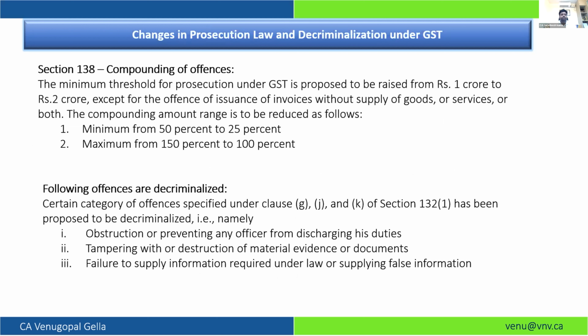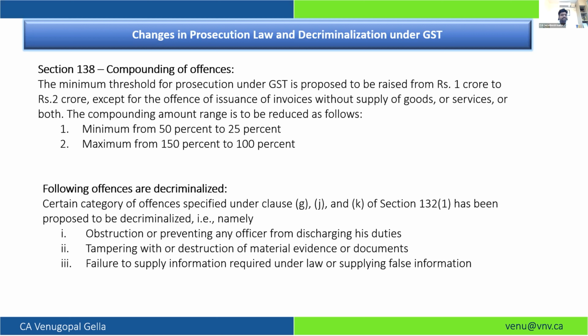So now, changes in the prosecution law and decriminalization under GST. Section 138, compounding of offenses. So the minimum threshold limit for prosecution under GST is raised from 1 crore to 2 crore, except for the offenses involving issue of invoices without actual supply of goods and services, that is the fake invoicing cases. Other than these cases, the prosecution limit has been increased from 1 crore to 2 crore. And the compounding fee is also reduced. The minimum compounding fee has been reduced from 50% to 25%, whereas the maximum fee has been reduced from 150% to 100%.